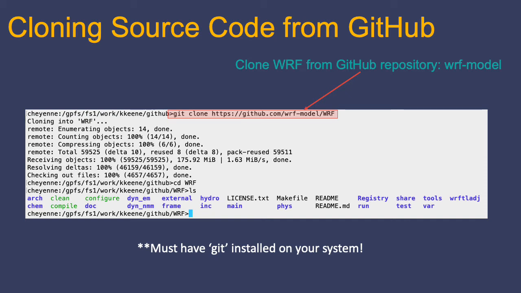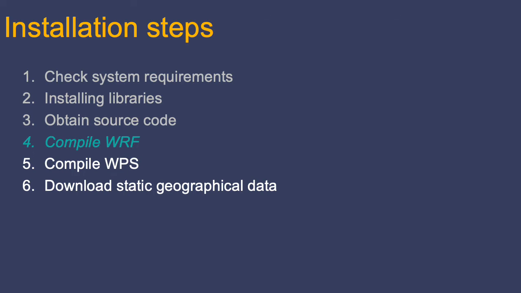To clone WRF from GitHub, you must have Git installed on your system, but it's very likely that you do. Most modern systems already include it. If not, and you are interested, talk to your systems administrator at your institution to get it installed. You'll type this command into the command line in a terminal window. The code will automatically download to your system and create a directory called WRF, which will hold all of the source code. And you're now ready to compile WRF.